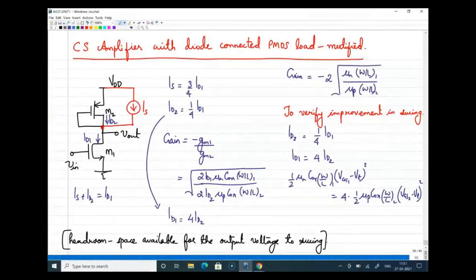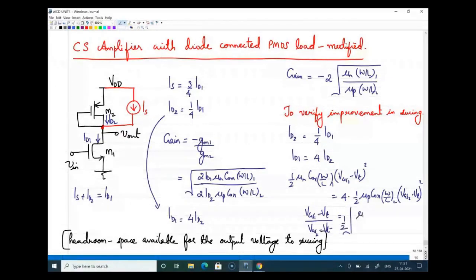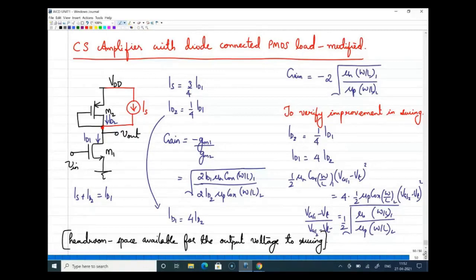So if you solve further, let me write it over here itself. VGS1 minus VT divided by VGS2 minus VT can be written as, so half and half get cancelled, then Cox values get cancelled, so the remaining will come as under root of 1 by 2 into mu n W by L of 1 divided by mu p W by L of 2. So you will be wondering what all equations I'm writing. The whole idea is just to understand that by adding this current source there is an improvement in the circuit behavior. So just to summarize, I'll write down both swing and gain expressions together.